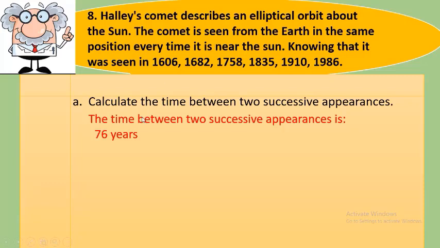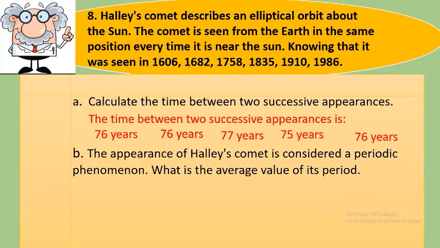The time between 1682 and 1758 is 76 years. Between 1758 and 1835 is 77 years. And between 1835 and 1910 is 75 years. And between 1910 and 1986 is 76 years. So the appearance of Halley's Comet is considered a periodic phenomenon.